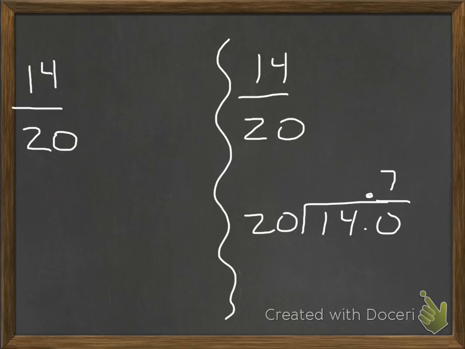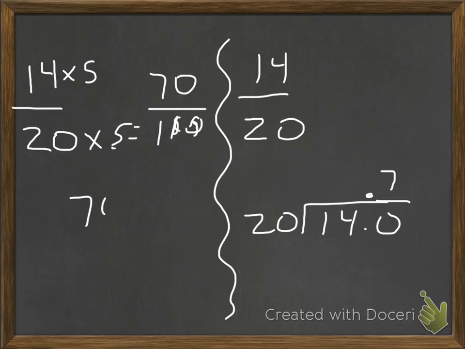When we're changing a fraction to a percent, there's 2 ways to do it. One is if the denominator can be changed to 100, then we can do it that way. So by changing 20 into 100, we would go 20 times 5, and that equals 100. And we would go 14 times 5, which equals 70. So that gives us 70 over 100. So the answer would be 70%, because a percent is always going to be out of 100.